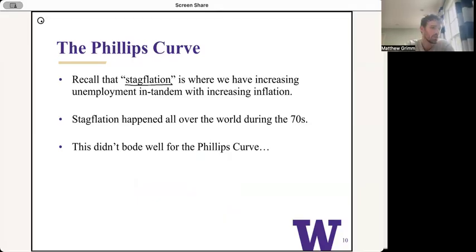This Phillips curve was great. It worked for 20 years or so. And then during the 70s, we had this big crisis. And what happens is we had stagflation. So stagflation is unemployment goes up and we have an increase in inflation. So it's a nightmare scenario. It happened all over the world during the 70s, and then this didn't bode well for the Phillips curve.